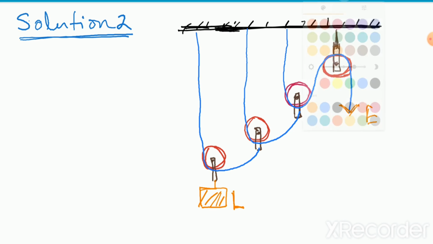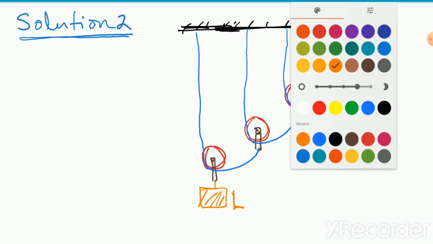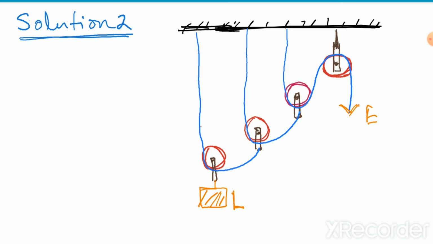Now where do the tensions work? There are 3 different strings, so there will be 3 different tensions. The tensions will not be the same. If I consider this string as T1, so this is tension T1 and this is tension T1. This is tension T2, this is tension T2. This is tension T3, this is tension T3, and here will be tension T3. So this is the arrangement. I think the diagram is clear to all of you.